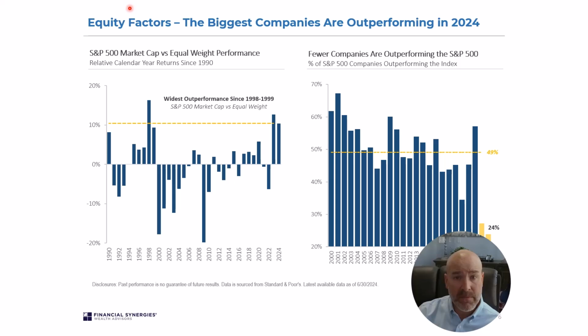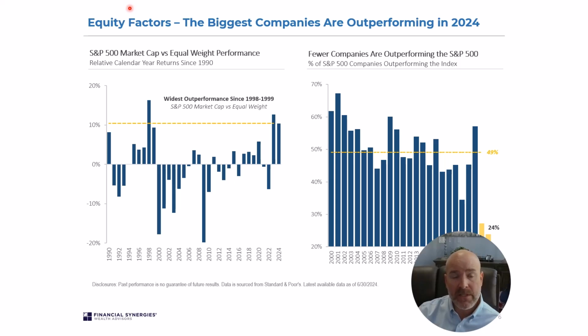So the index's return is being driven by the biggest companies, making it hard for the average company to outperform the index. The chart on the right shows the percentage of companies in the S&P outperforming the index each year, going back to 2000. This year, only 24% of the companies are outperforming, the smallest percentage since the year 2000. Before this year, the lowest was in 2023 when only 27% outperformed. But on average, 49% of the companies outperform the index each year. So we're really low here.